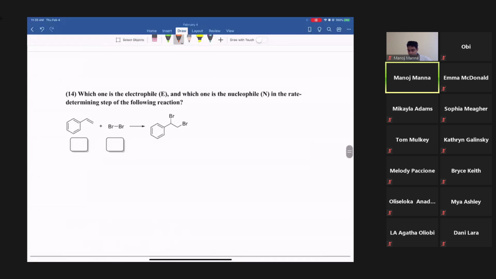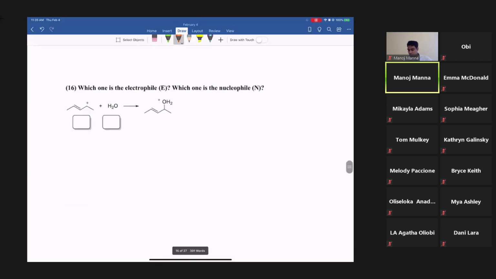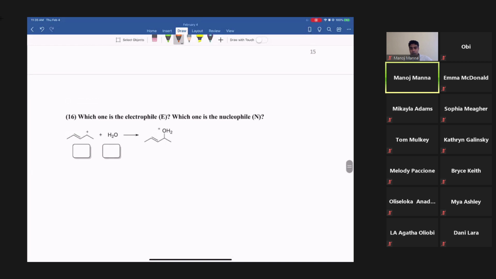So here, let's say this one, we can easily figure it out because you have to be familiar with those kinds of chemicals. That Br2, bromine here, is the electrophile and this is the nucleophile because you have two pi electrons. Okay, or let's say not this one. Let's say this one. This one is a little different from what I discussed now. Between these two, which one is electrophile and which one is nucleophile? Anybody?